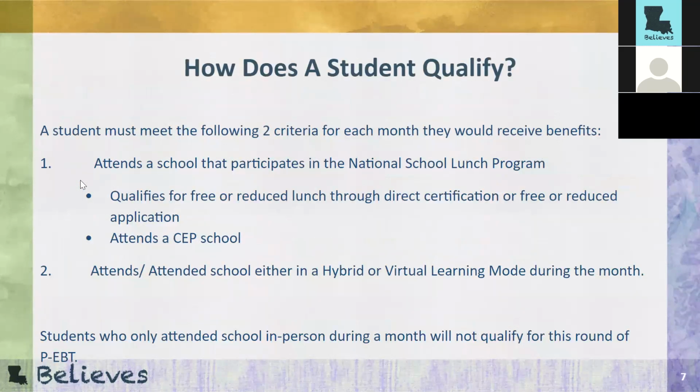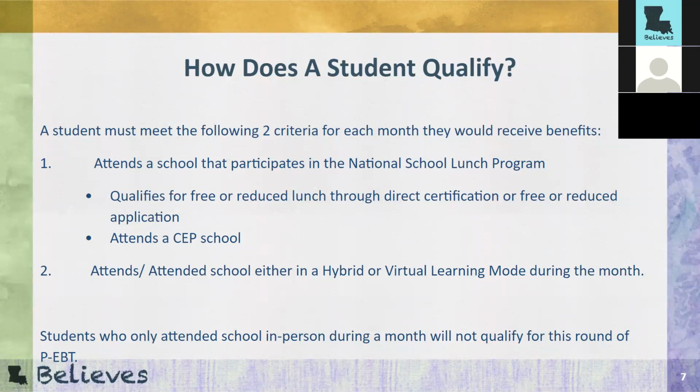Okay, so let me try to simplify how a student qualifies for PEBT this round. There are 2 separate criteria that have to be determined on a monthly basis to receive benefits. One, they attend a school that participates in the National School Lunch Program, and they qualify for free or reduced price lunch through either direct certification or a free and reduced price lunch application, or they attend a CEP school. And then second, that student has to have either attended or currently attend school in a hybrid or virtual learning model during the month. Students who only attended school in person during a month would not qualify for this round of PEBT benefits.